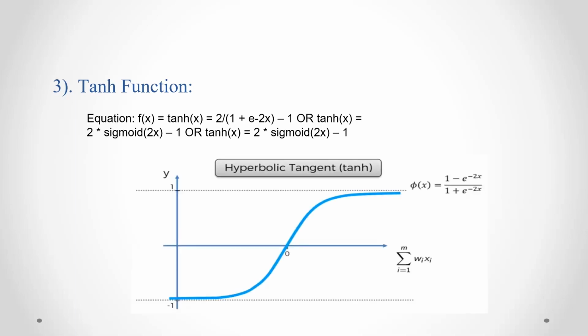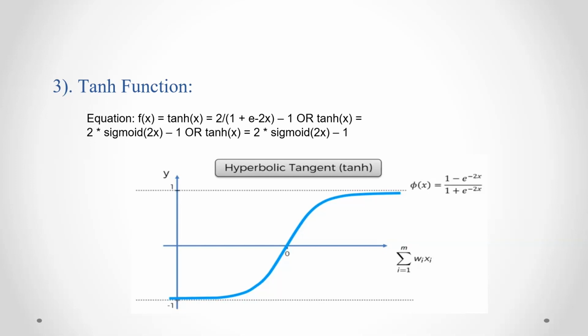The equation for the tanh function can be given by f(x) = tanh(x) = 2 upon 1 plus e to the power minus 2x, minus 1, or tanh(x) = 2 * sigmoid(2x) - 1.